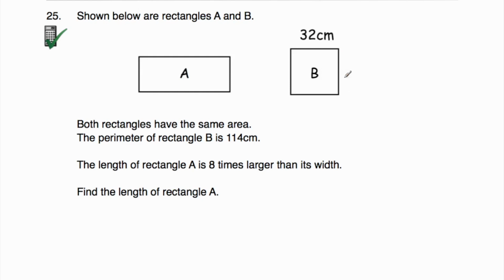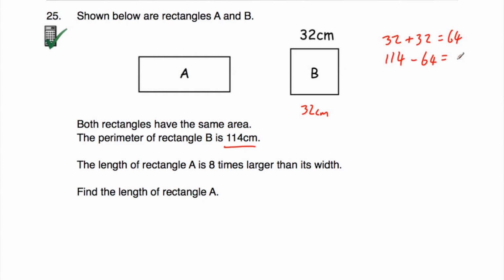So let's find this missing length. So we know that the length of the top here is 32 centimeters. So that means the length of the base will be 32 centimeters also. We know the total perimeter. So if we do 32 plus 32, take that away from 114, and then half it, that will then tell us this length. Okay, so 32 plus 32 is equal to 64. And then if we take the total perimeter, the 114, and take away the 64, that would tell us what's left for the other two sides.